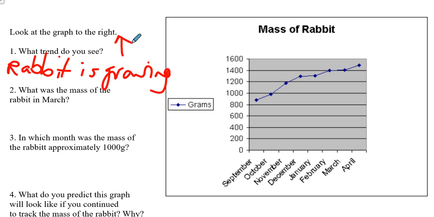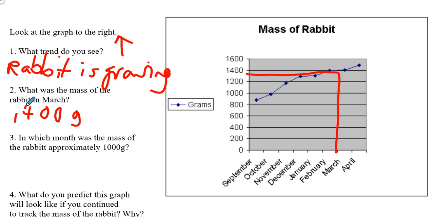The question, what was the mass of the rabbit in March? All we need to do is find March and then go across. And in March, the mass was probably about 1,400 grams. Again, I apologize for the quality of the writing. My pen has stopped working.